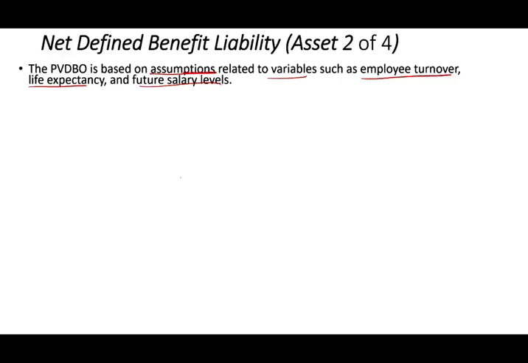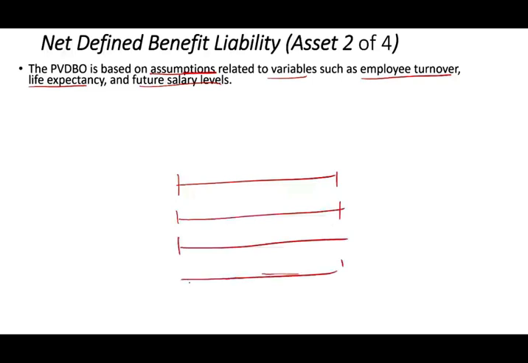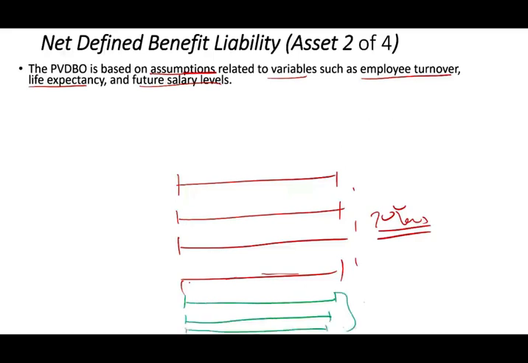So when you work for a company, let's assume for 20 years, after 20 years you are going to retire. Then the company will have to pay you for future years. Well, guess what? Do they know how long you're going to live? What's your life expectancy? You may live 5 years, 15 years, or 20 years. So one thing is the present value of the defined benefit obligation is based on your life expectancy, which we don't know.